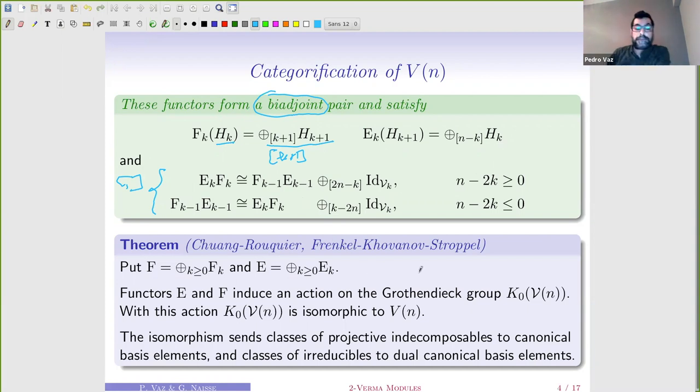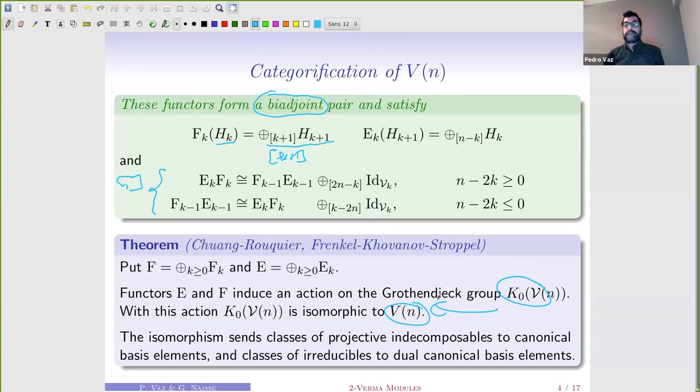And since these functors are biadjoint, they induce an action on the Grothendieck group. And so the Grothendieck group of this category is a module over SL2, which is isomorphic to the irreducible module of dimension n+1. Okay, so this is somehow an easy construction of this 2-representation of SL2.